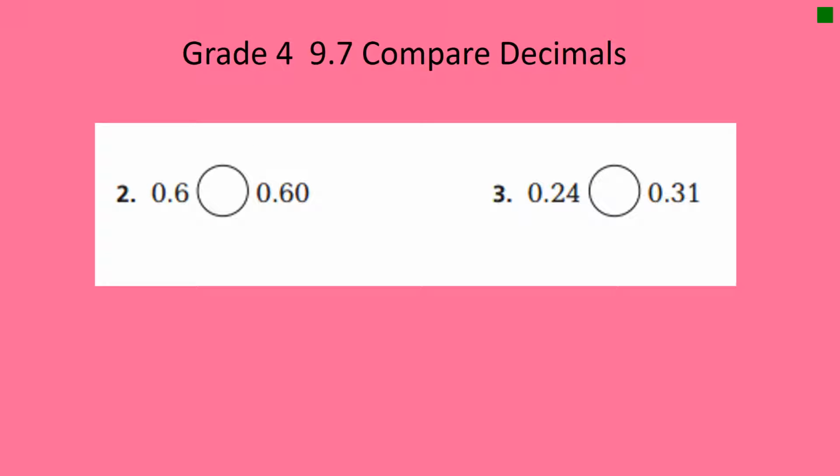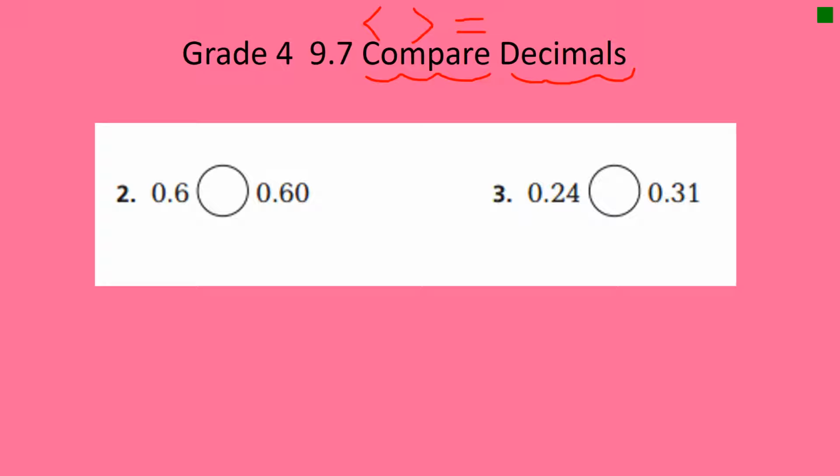We are on chapter 9, lesson 7. This is all about comparing decimals. Okay, so when you compare decimals, usually in math, when they ask you to compare, they want to know less than, greater than, or equal, right? And if you look at 2 and 3, that's exactly how they're set up, isn't it?